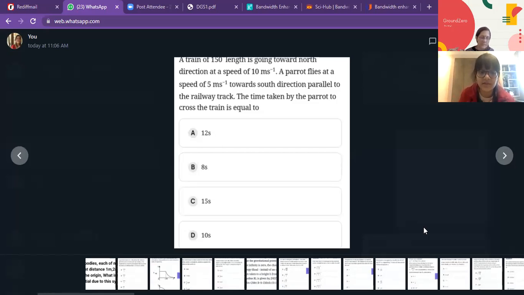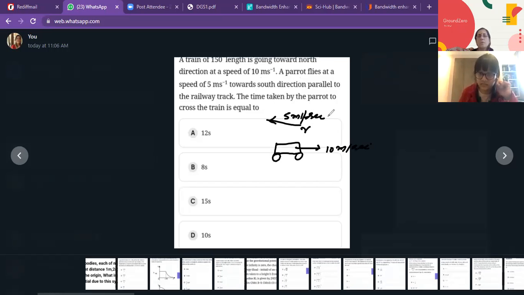10 seconds, option D. Okay, so how did you do this one? If we take the train to be at rest, the velocity of the parrot will be 5 plus 10. The train is moving with a speed of 10 meter per second, right? And the bird is flying towards it. The train is moving north, so the bird is moving south, in the reverse direction, at 5 meter per second.